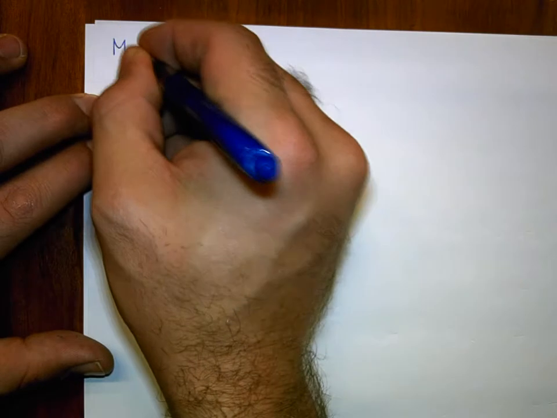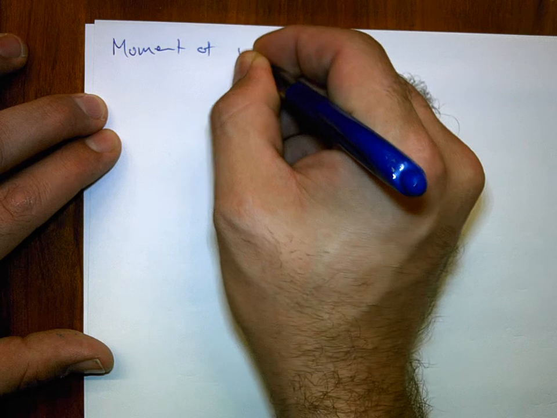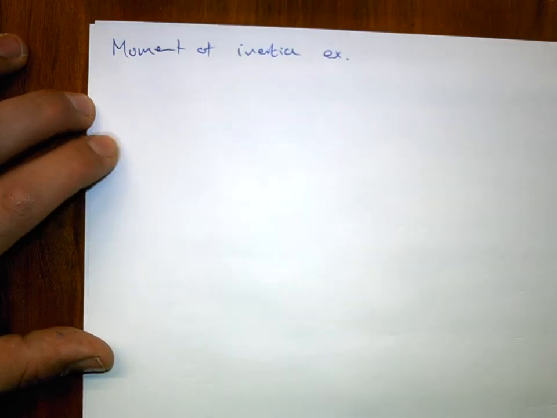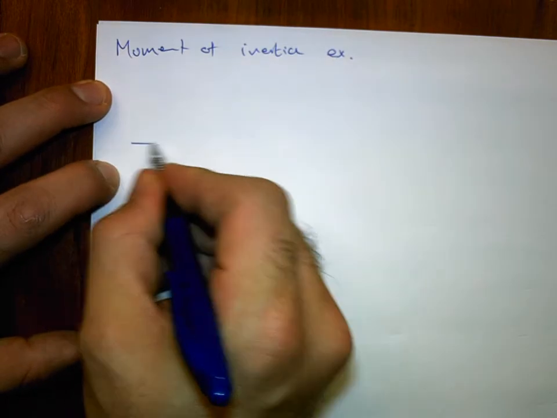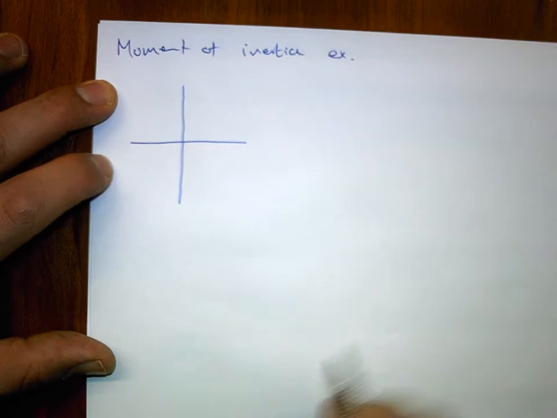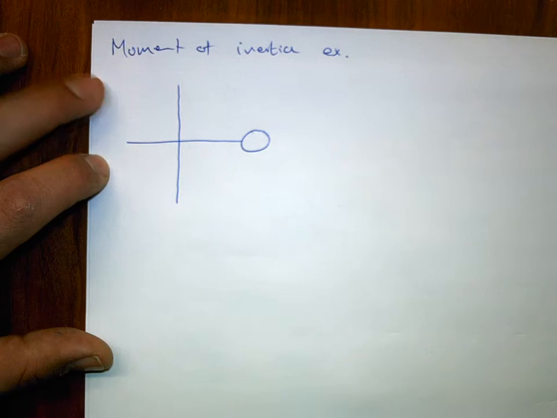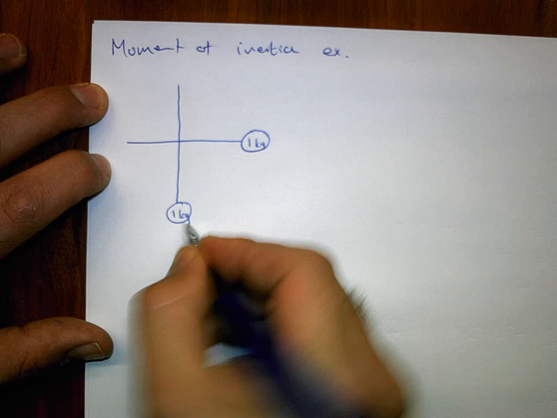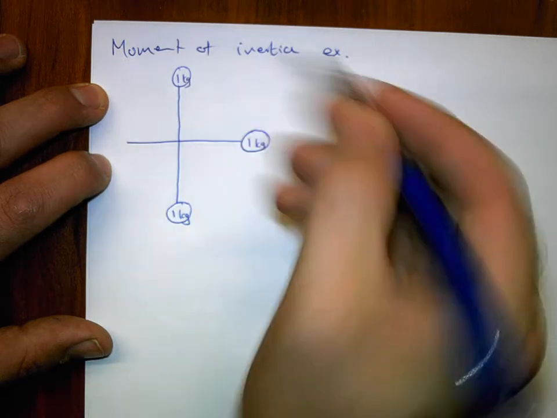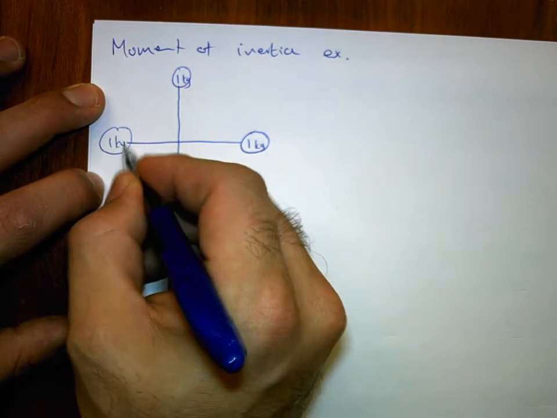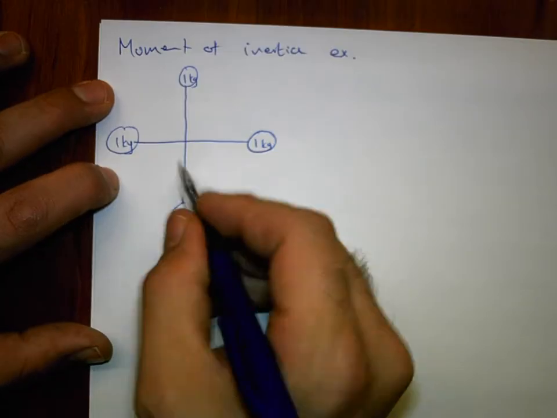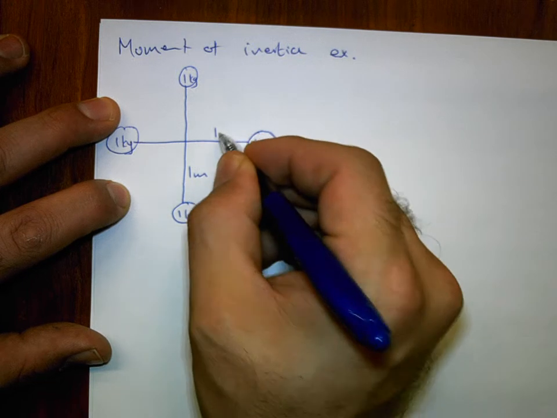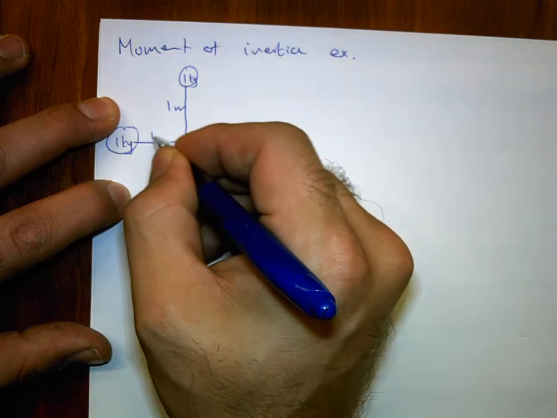So this is our moment of inertia example. Now let's say again we've got a cross, like so. Let's now put numbers to this. Let's say we've got 1 kilogram masses everywhere. And let's say all of them are 1 meter away from the point of rotation.